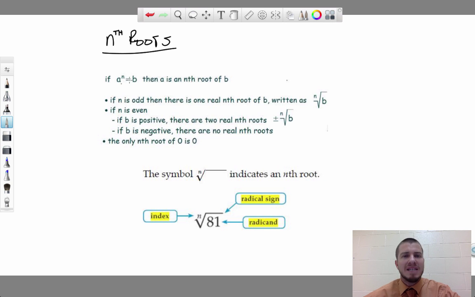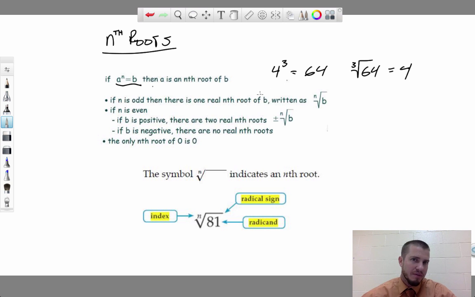First, basically, the reason we'll have an nth root is if a raised to n is equal to b, then a is the nth root of b. For example, if you have 4 raised to the third is equal to 64, then that means the cube root of 64 is equal to 4. And it's just an inverse operation to an exponent, other than 2.